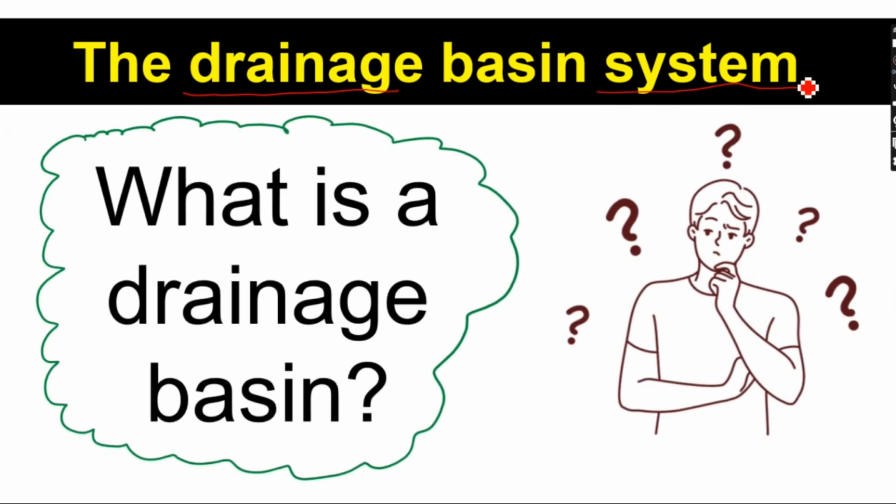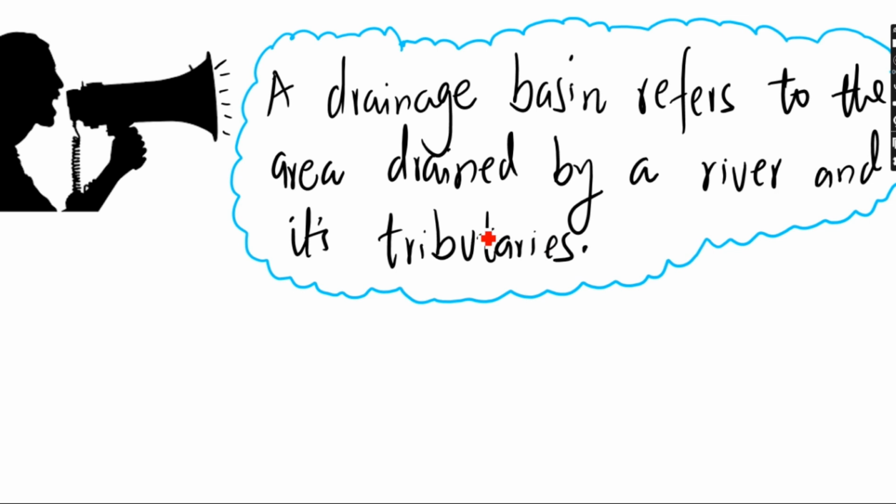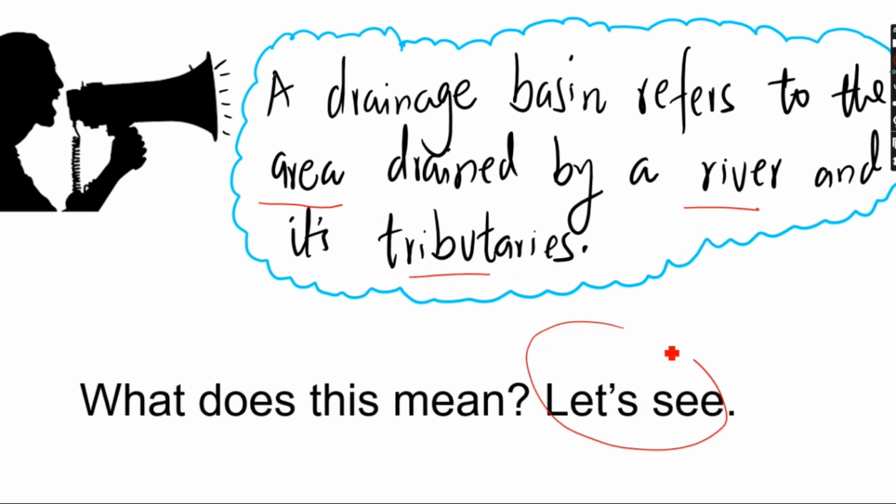So the first question we ask ourselves is, what is a drainage basin? And the answer is here. A drainage basin is basically the entire area which is drained by a river and its tributaries. So what does this mean?